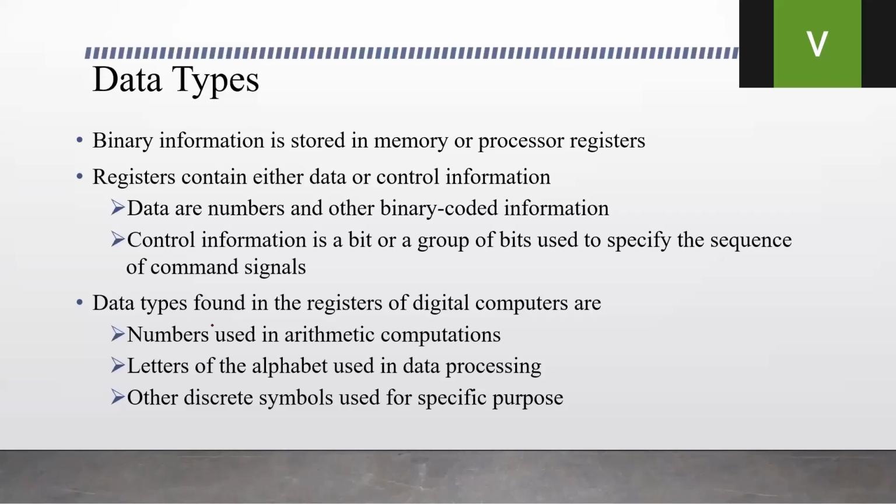So the different data types are numbers, which are used in arithmetic computations, and letters, which are used in data processing. Like I said, the marks of the student. And when we know the name of the student, we can do further processing, like which department the person belongs to. These are all alphabets; the data consists of letters or other symbols. These are all the different types of data that can be used.